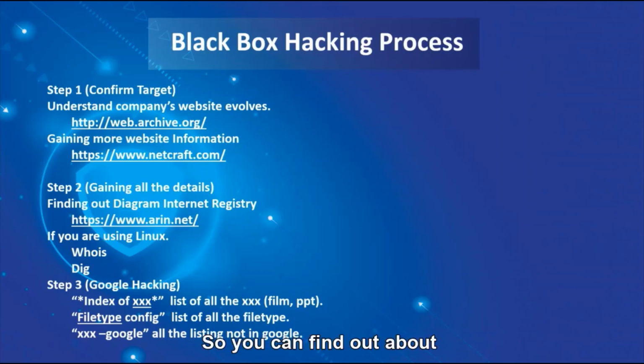So you can find out about the internet registry using the URL. If you are using Linux, you will use commands like whois and dig. Step number 3 will be Google hacking by using all those index and all those keywords to get your victim information out.